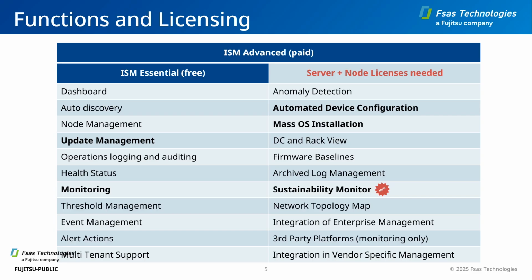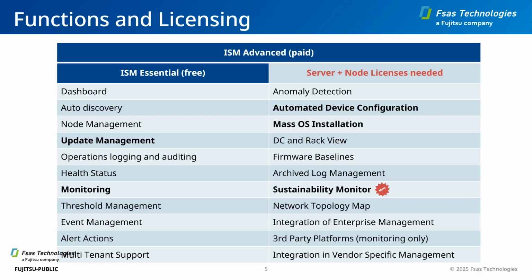Now let's talk about features and licensing. ISM comes in two flavors. ISM Essential, which is a free version offering core management capabilities, and ISM Advanced, a paid version that unlocks a wealth of advanced features. The advanced version requires a server license per appliance and a node license for each managed device.